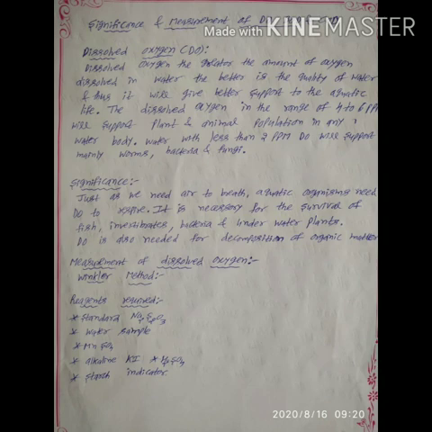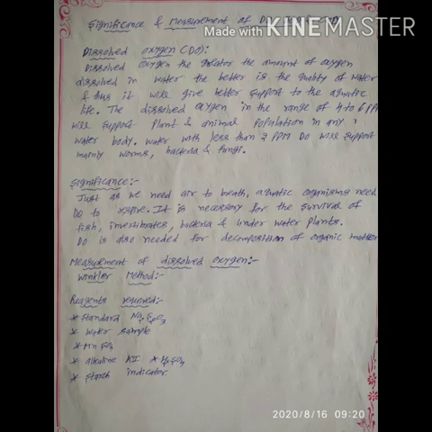Significance: just as we need air to breathe, aquatic organisms need DO to respire. It is necessary for the survival of fish, invertebrates, bacteria and underwater plants. DO is also needed for decomposition of organic matter. Measurement of dissolved oxygen: Winkler method.